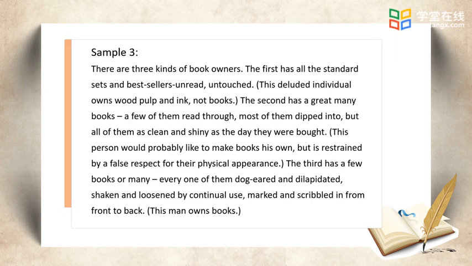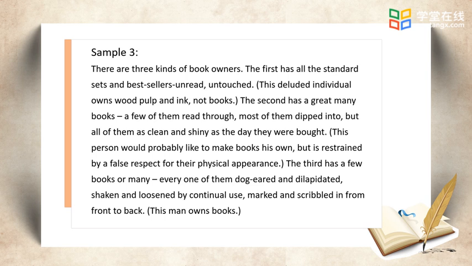Okay, let's move on to sample 3. There are 3 kinds of book owners. The first has all the standard sets and bestsellers, unread, untouched. This deluded individual owns wood pulp and ink, not books. The second has a great many books, a few of them read through, most of them dipped into, but all of them as clean and shiny as the day they were bought.